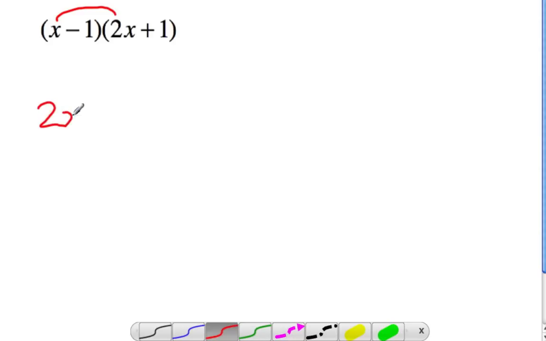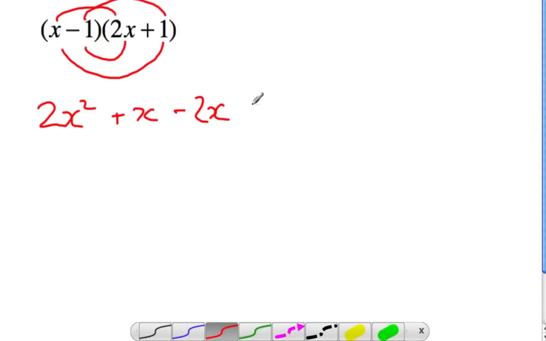So what do we got? 2x squared, outside. Add x, inside, that times that, minus 2x. And last, minus 1 times 1.